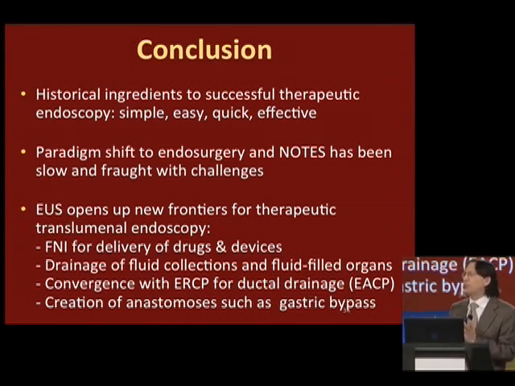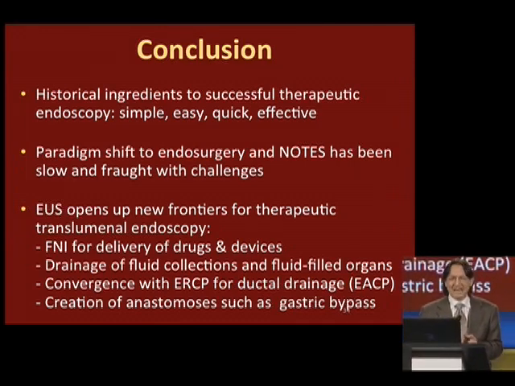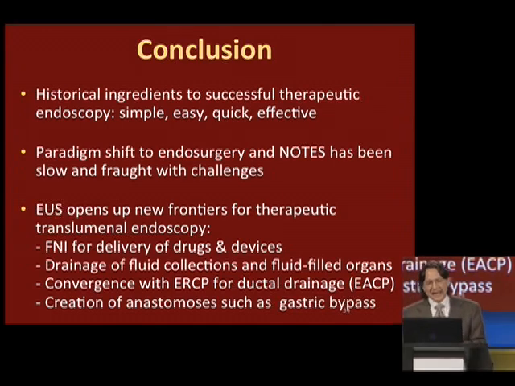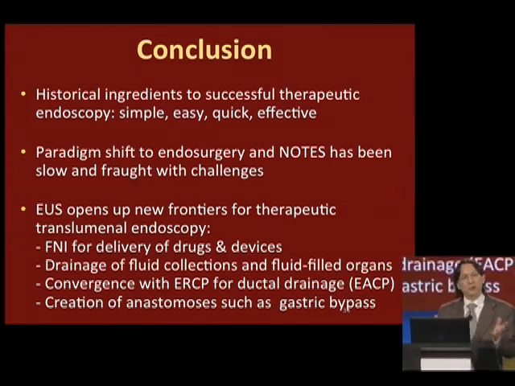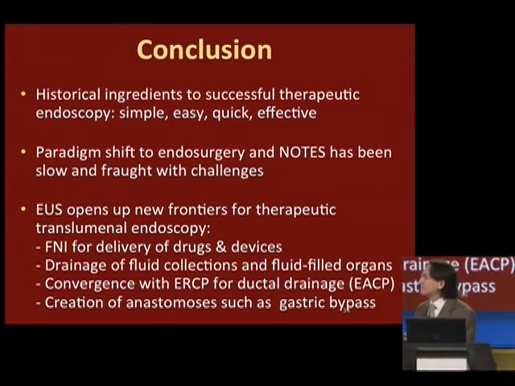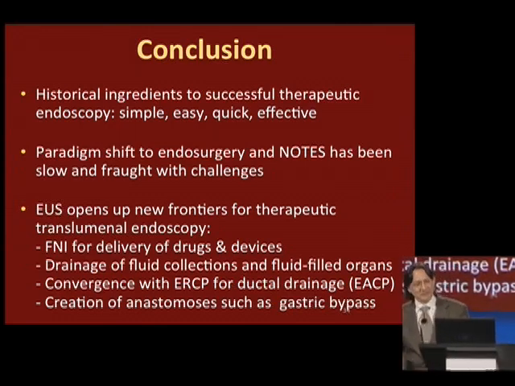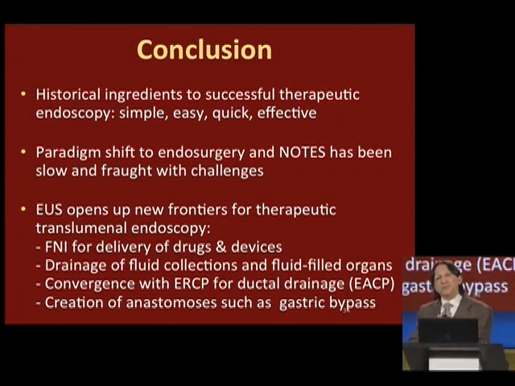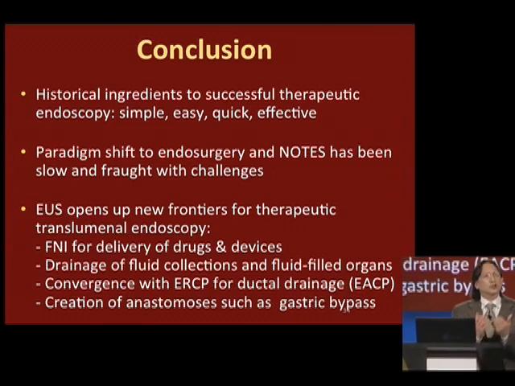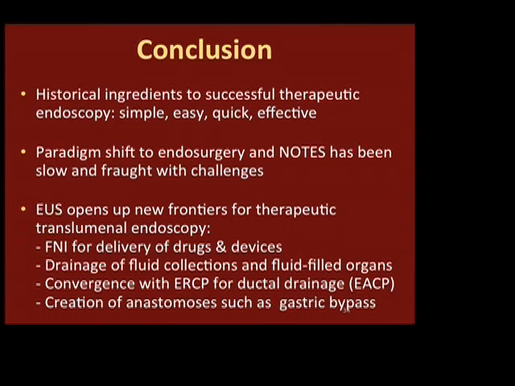EUS opens up new frontiers for therapeutic transluminal therapy. That's the new frontier. FNI for delivery of drugs and devices. We can drain fluid collections and drain fluid-filled organs like the gallbladder. There's a convergence with ERCP for ductal drainage, EACP, and we have the ability to actually create surgical-like anastomoses such as gastric bypass.